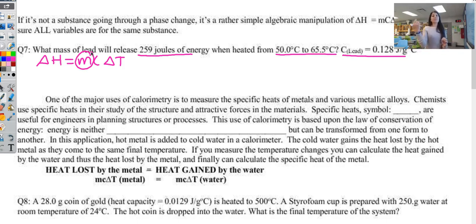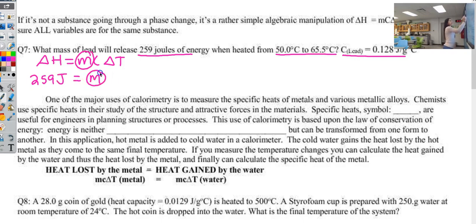But if you know what the water changed by, then it must be opposite. So if one thing absorbed energy, the other thing must have released energy, then you know the exact amount of energy is just a difference in sign. That's it. Okay, so in this case here, it tells me that it's 259 joules of energy.